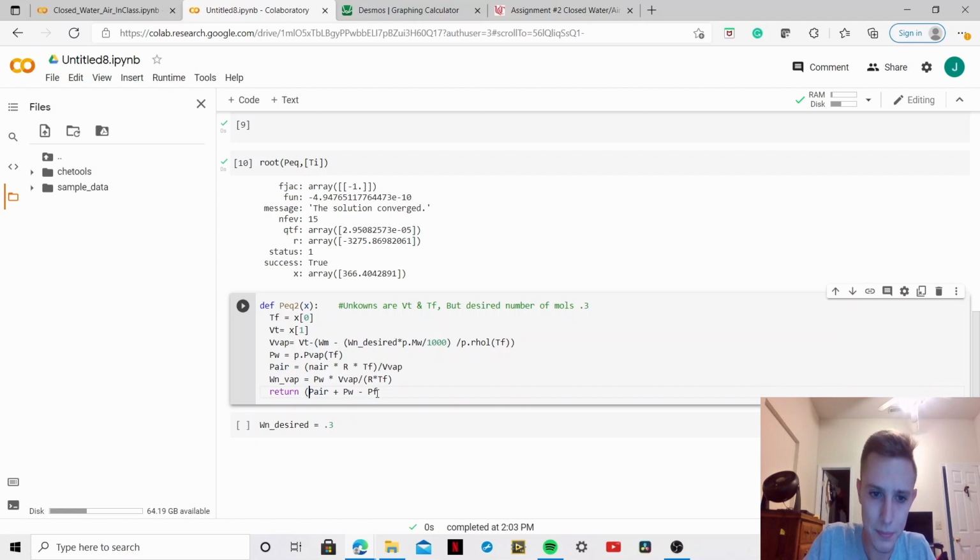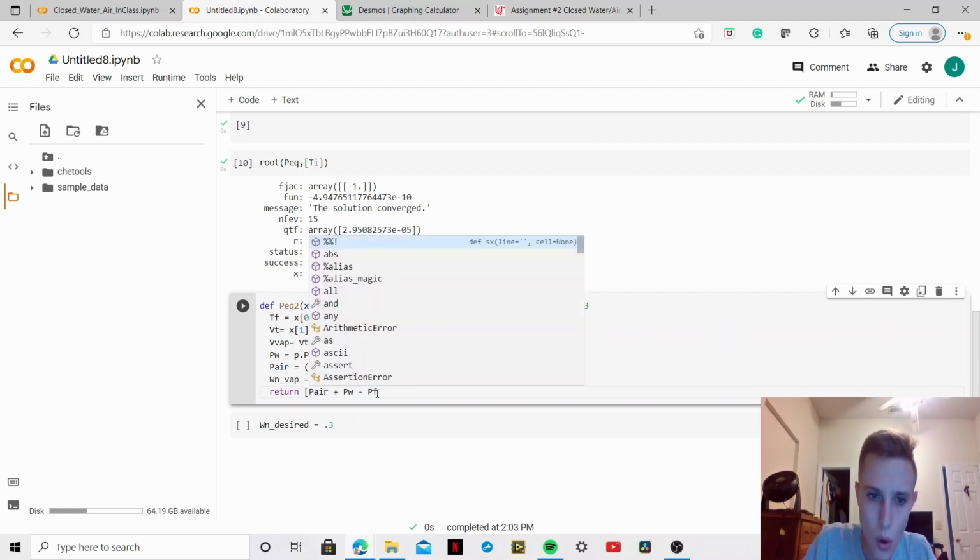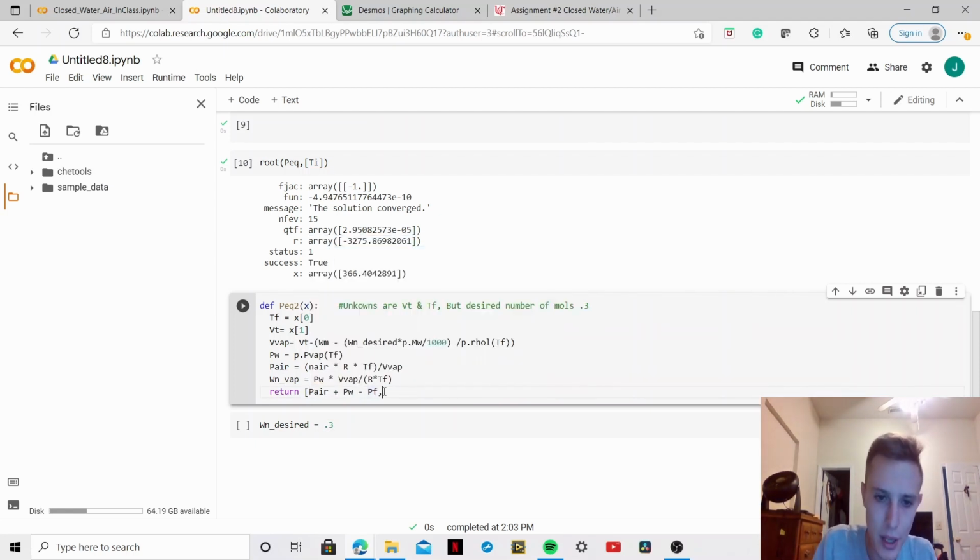So in this case, we want to do the same thing. Since we know that we want the desired number of moles, 0.03, to be equal to the number of moles of water in the vapor phase, we want to set them equal to each other. So to set that equal to 0, we need to subtract the desired number of moles of water in the vapor phase to the other side and set it equal to 0.